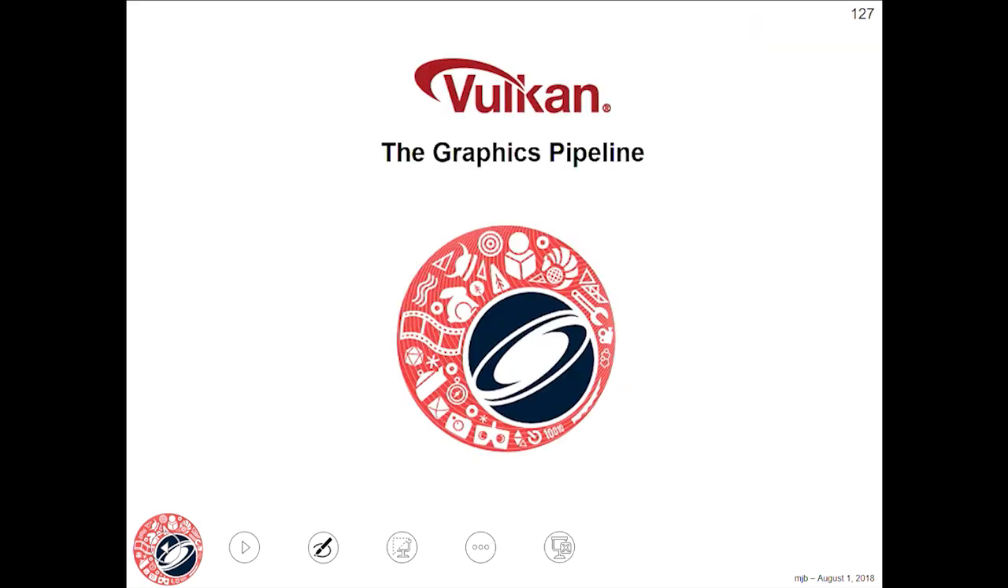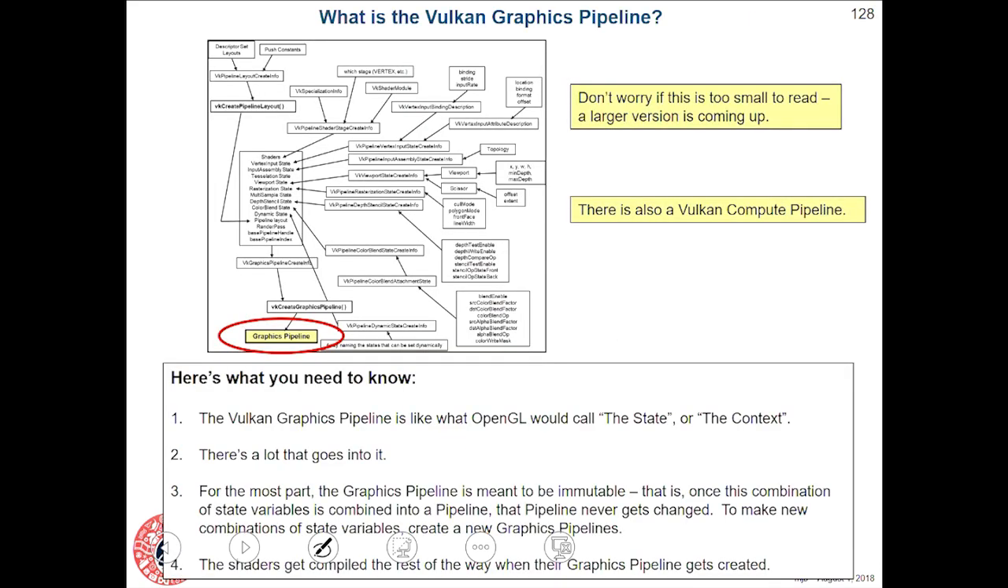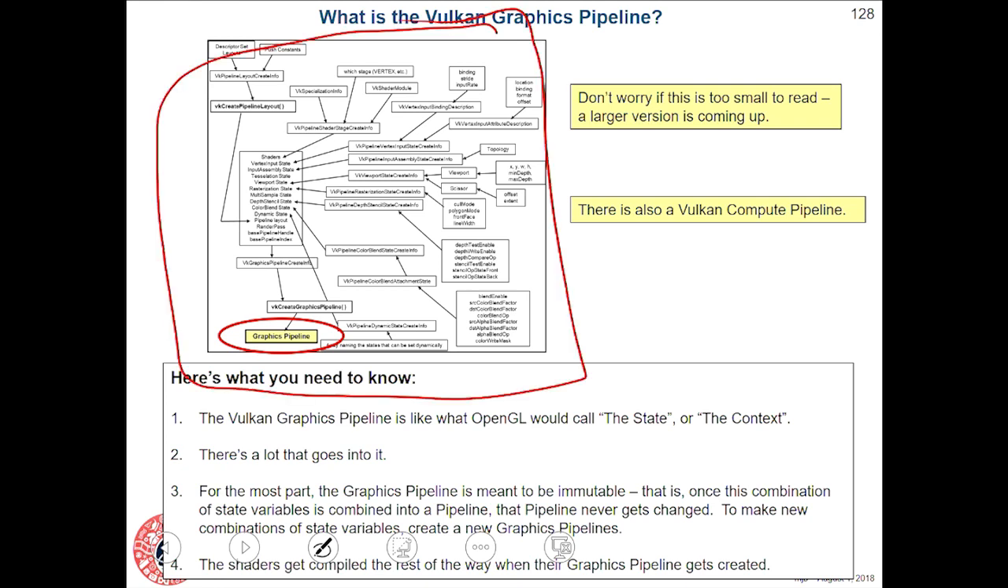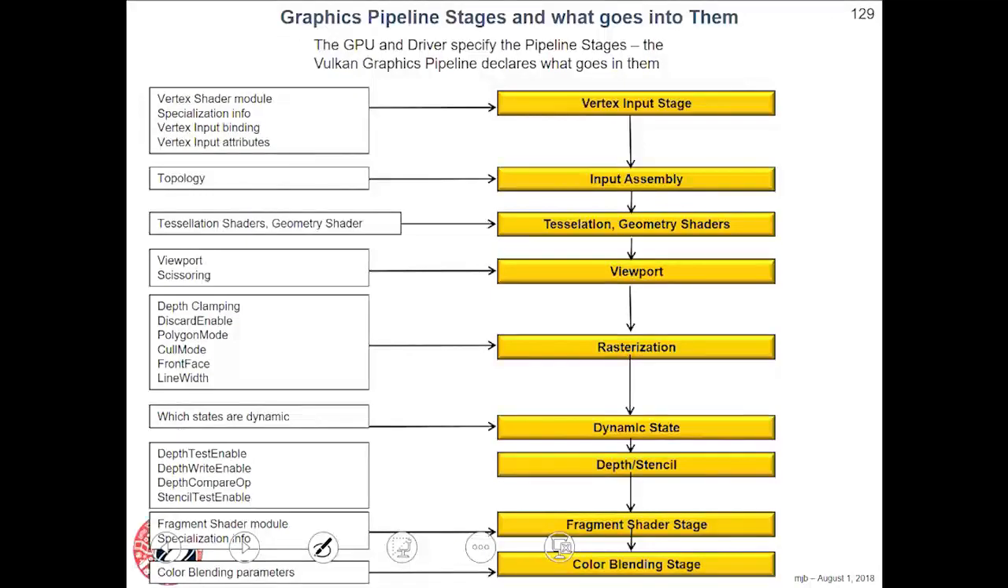But now let's talk in a little more detail about what the pipeline is. Well, gosh, this is the pipeline. There's a bigger diagram of this coming up. Don't worry if you can't see this. But this is essentially what OpenGL would call the state or the context. And it all has to do with all the combinations of stages that you need to render the thing you're about to render.